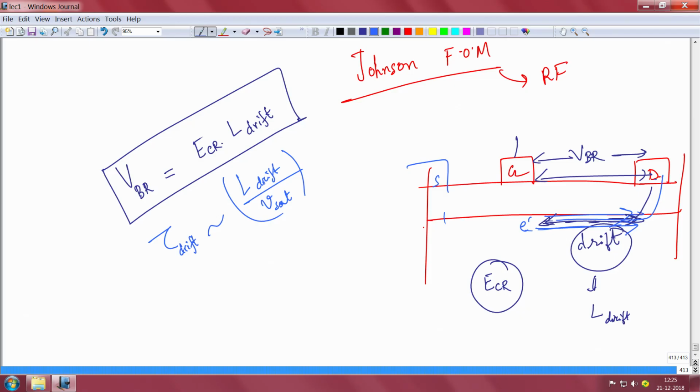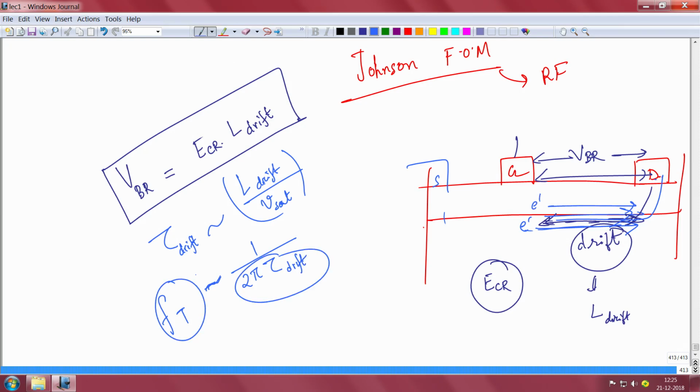Now, the current gain cutoff frequency, Ft, which represents the speed, is given by 1 over 2 pi times the time it takes to drift. The time the electron takes to drift is inversely related to speed. If it takes a longer time, the speed is low; if it takes a smaller time, the speed is fast. So Ft is directly proportional to 1 over the time taken to drift.